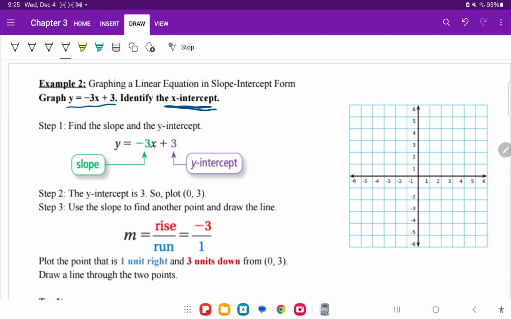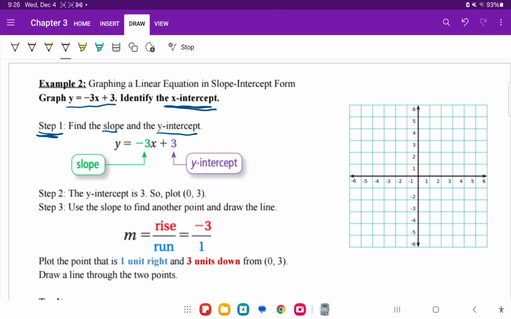Okay, so step 1, underline step 1, find the slope and the y-intercept, because those are the two things we're going to use to be able to graph this. Okay, so the slope is -3, and the intercept is 3.